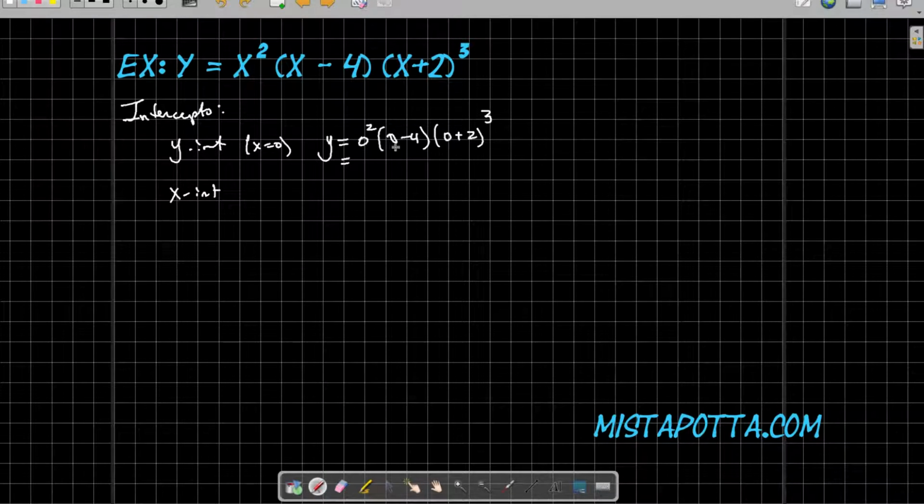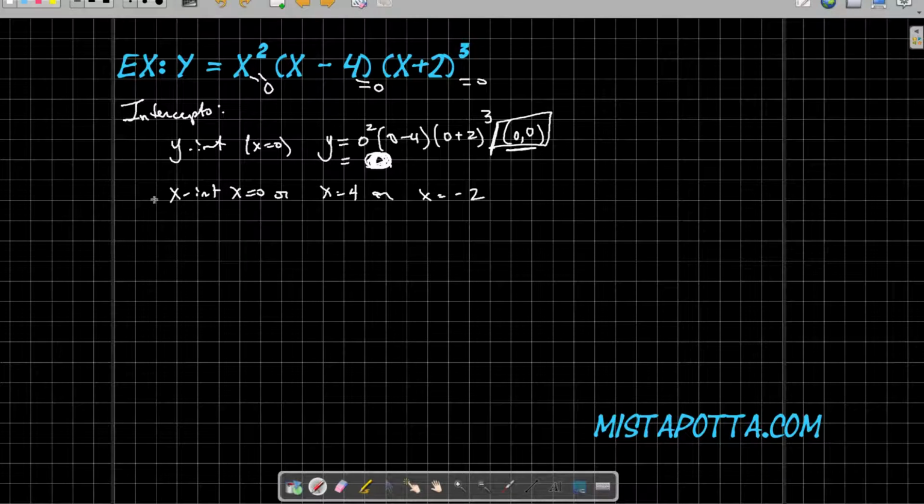So that's going to be 0 times negative 4 times 8. So that's going to be 32. Well, no, 0 times anything is 0. Let's be real here. So I know it's got to be the point 0, 0. This has got to be one of my points. But if I look at x-intercepts, I want to know where each of these terms are equal to 0. So either x equals 0, or x equals 4, or x equals negative 2.